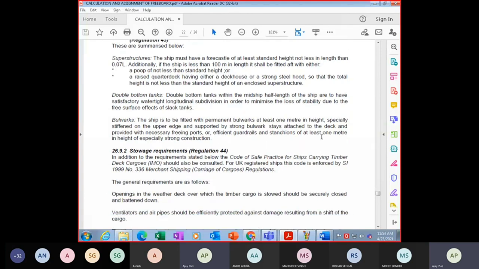Bulwarks. They'll be fitted with permanent bulwarks at least 1 meter in height, specially stiffened on the upper edge and supported by strong bulwark stays. In the bulwark there'll be freeing ports of sufficient size, guardrail and stanchion at least 1 meter in height.